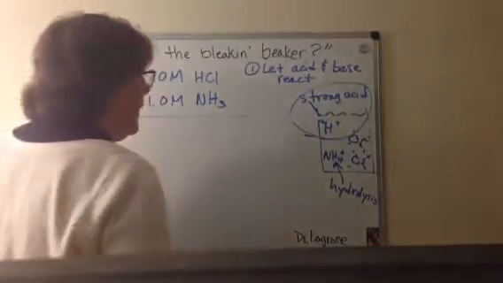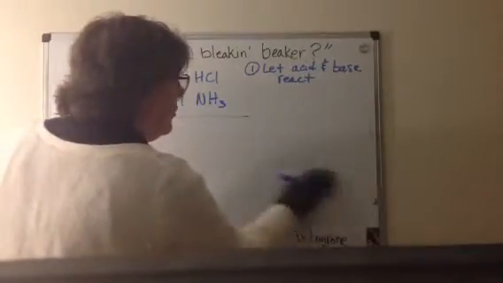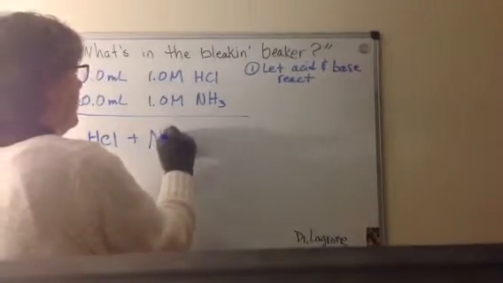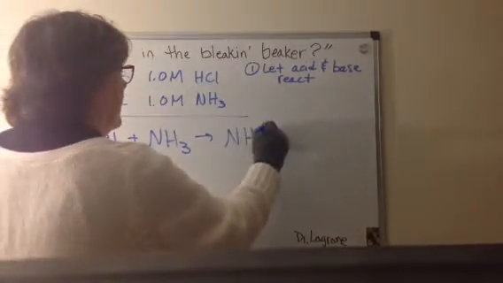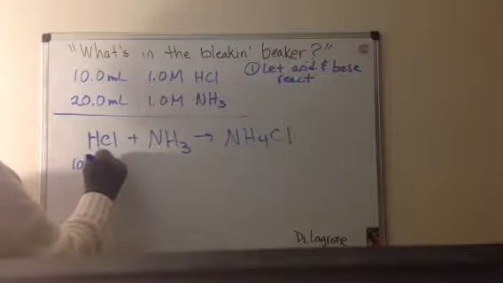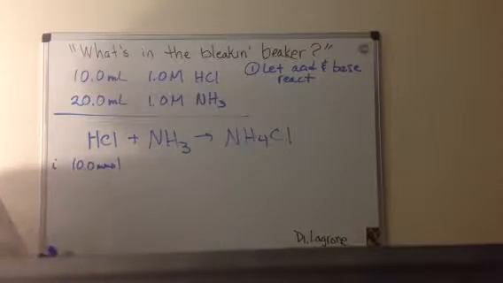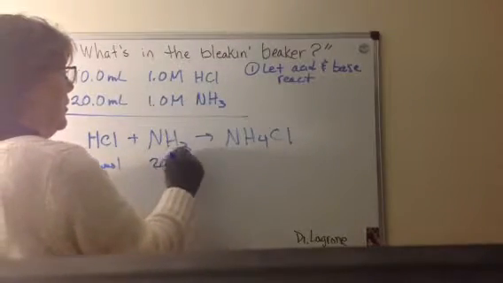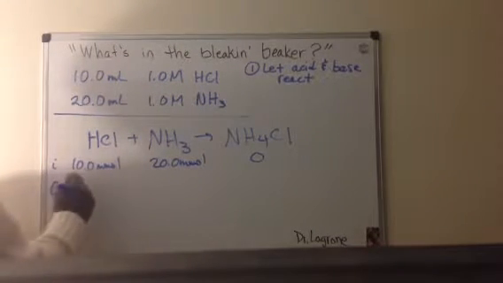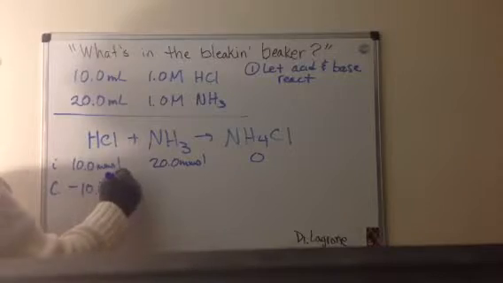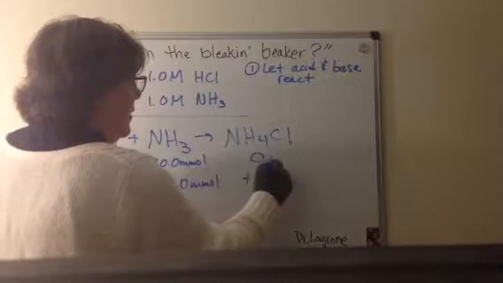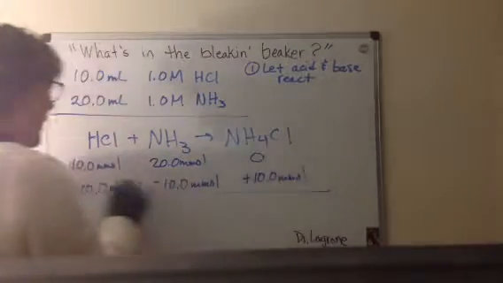Changing my problem. Okay, so I don't have that in my beaker anymore, but I do have to let it react. So I end up with HCl again, plus ammonia, going to ammonium chloride. Do the stoichiometry first. So I have 10 millimoles initially, and then I have 20 millimoles initially, and none of that initially. What is limiting? This time the HCl is limiting, so I'm going to consume all of my strong acid.